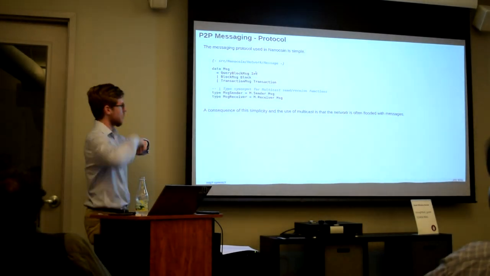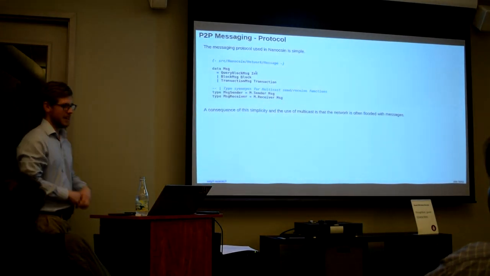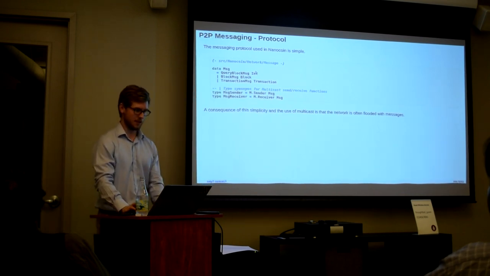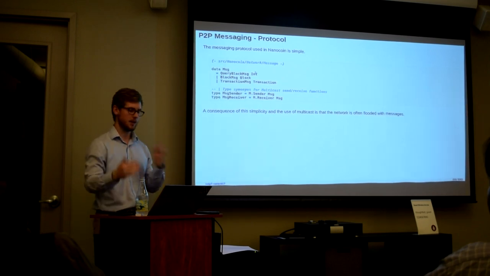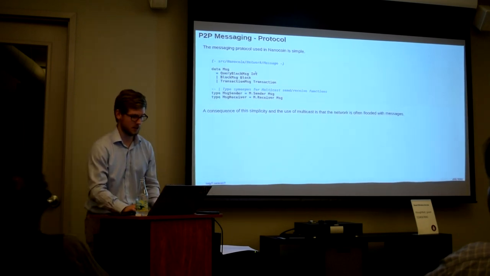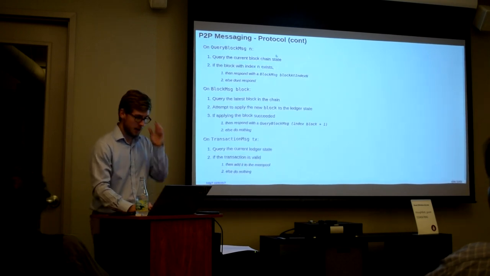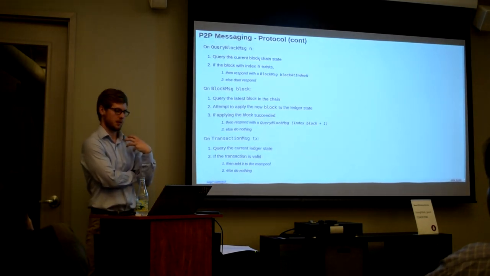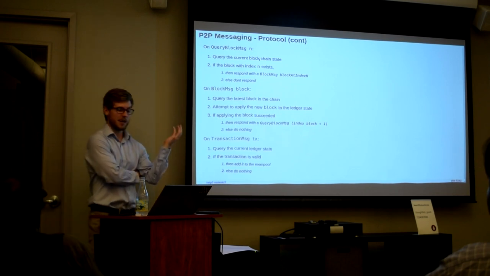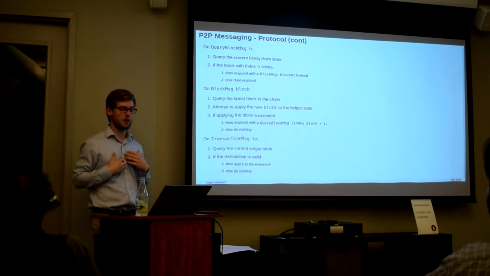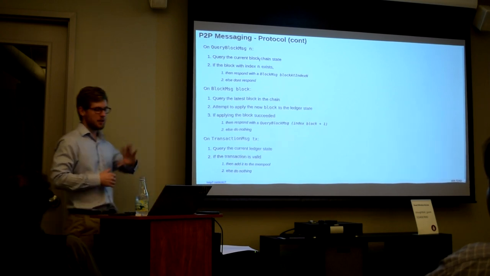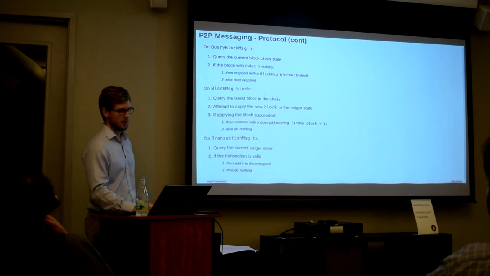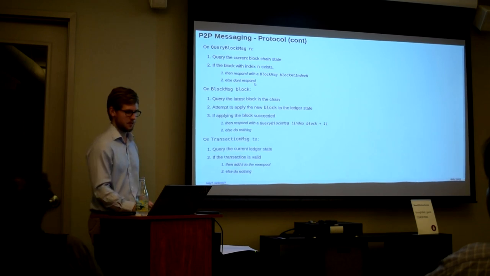A consequence of this, since it's a one-to-many multicast network, is that the network is flooded with messages all the time, even with just three nodes. Whenever a transaction is issued or a block is mined or a query block is issued, all the nodes start talking all at the same time. The protocol description for these three messages is basically: what do I do when I get one of these messages? And I tried to make it as simple as possible. If I'm a node and I receive a query block message, I look at my current blockchain and ask, do I have a block of this index? If I do, then I send a block message. If I don't, then I don't respond. I don't do anything.